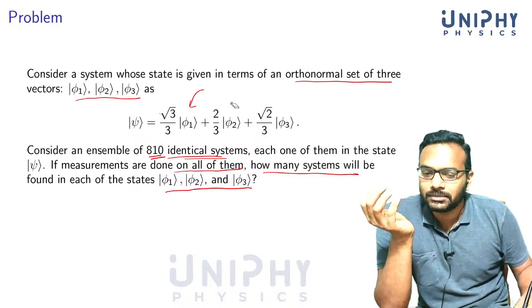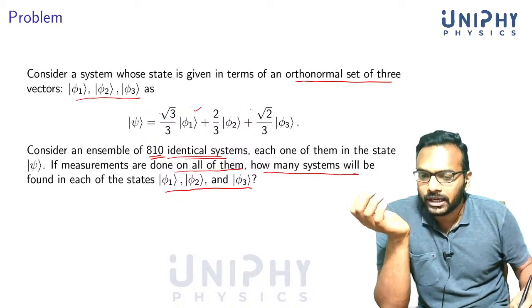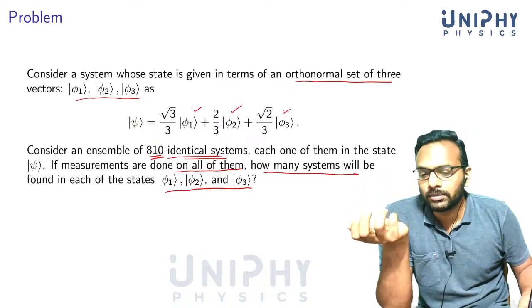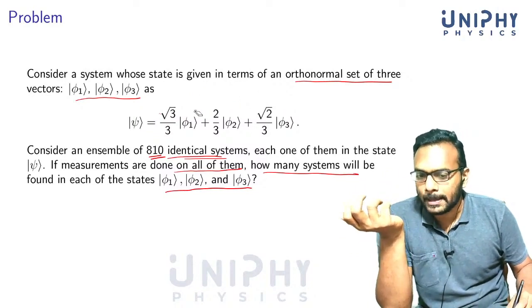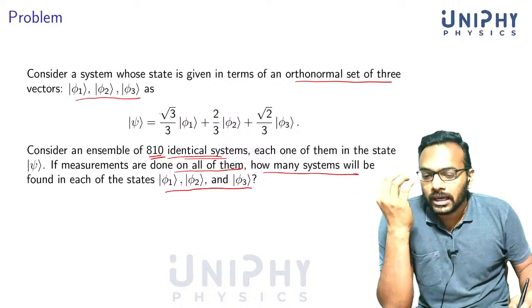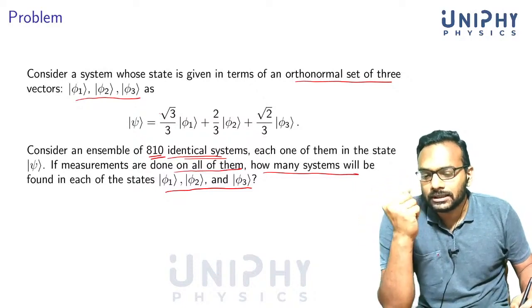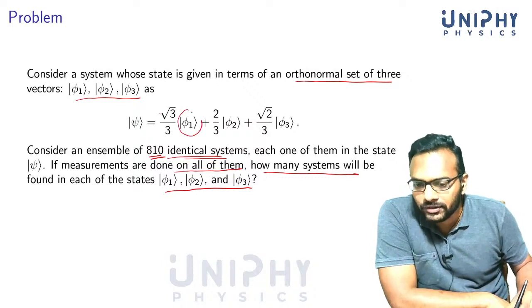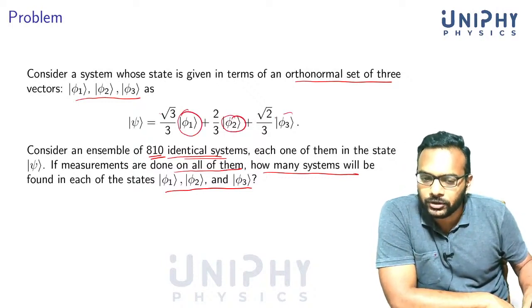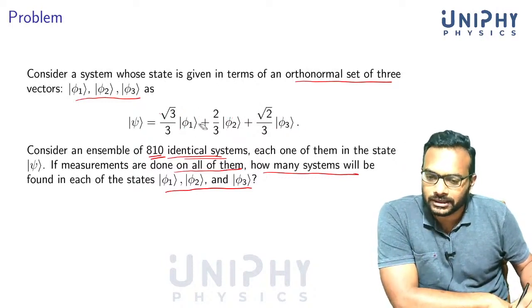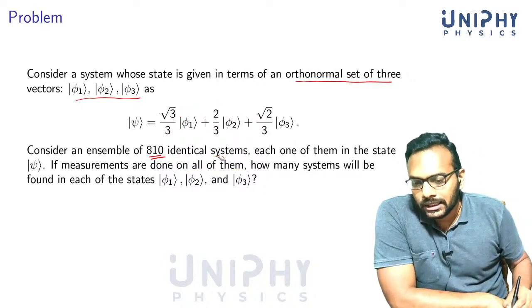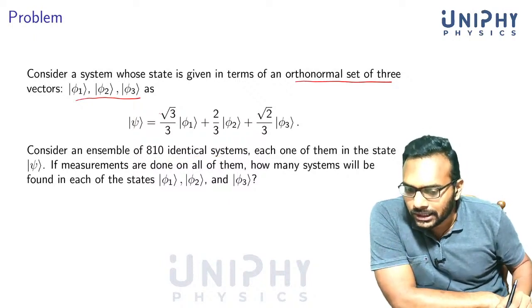So some of the systems after measurement will be in the state phi1, some of the systems after measurement will be in the state phi2, and some of them would be in the state phi3. So if you do this for 810 identical systems, how many would be left in phi1, how many would be left in phi2, and how many would be left in phi3? That's the question. Now that's an easy question. You can answer it easily.